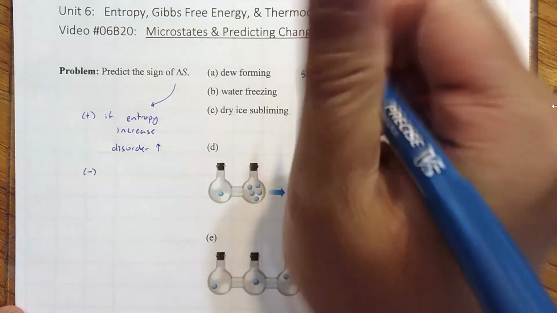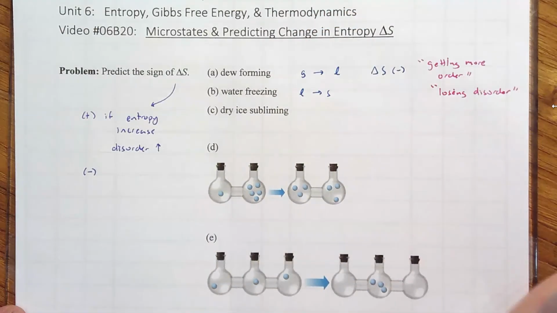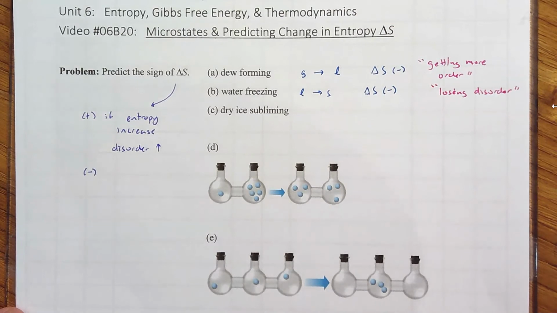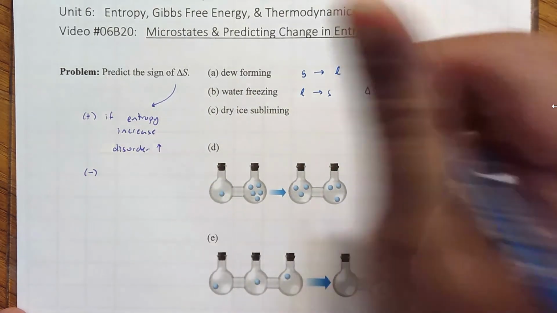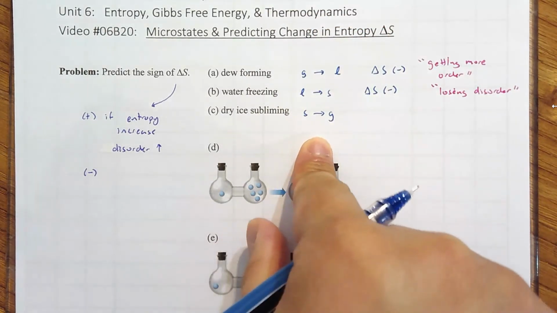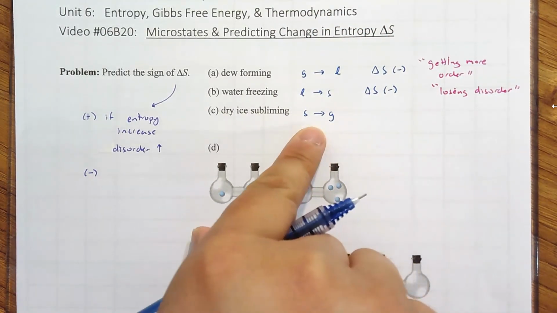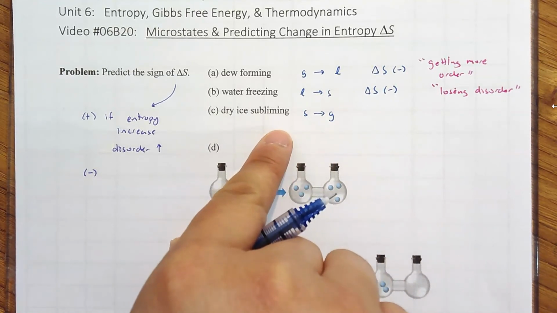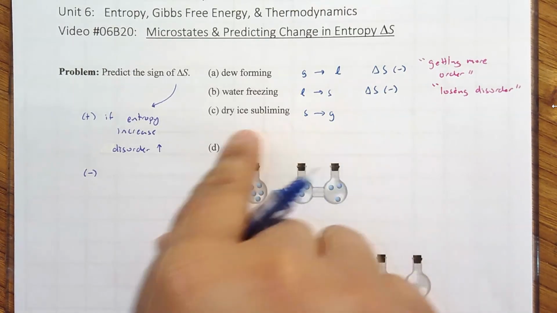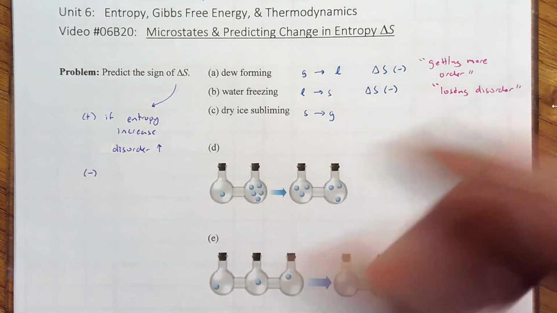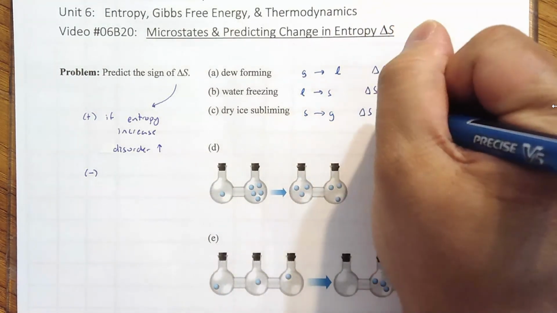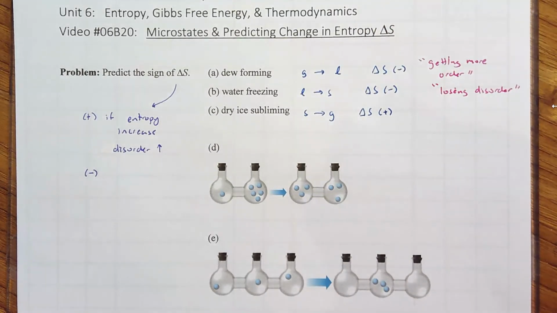Water freezing. Liquid to solid, you're getting more ordered, so you are losing entropy. Dry ice subliming, you're going from solid to gas. I think people see disorder easier. See, we're gaining molecules that have more freedom of movement. They're distributed even further apart. That's what you're thinking about when you gain entropy. More disorder. So this is positive.